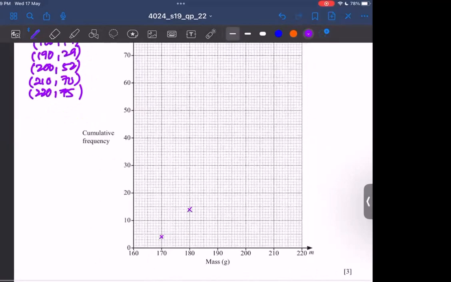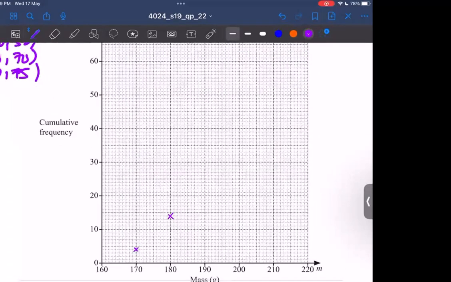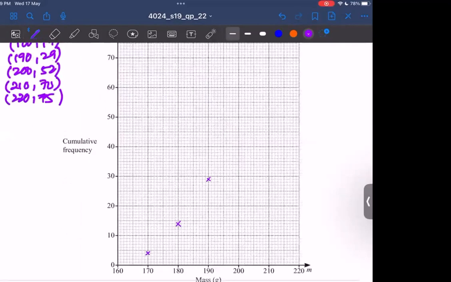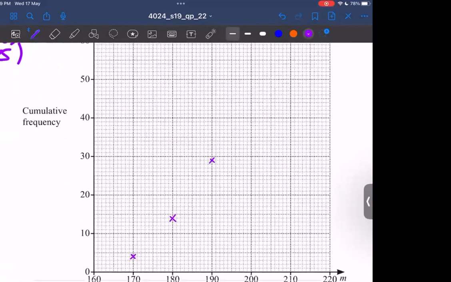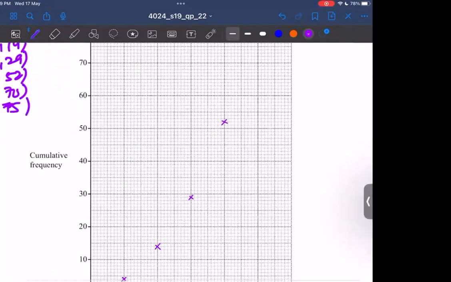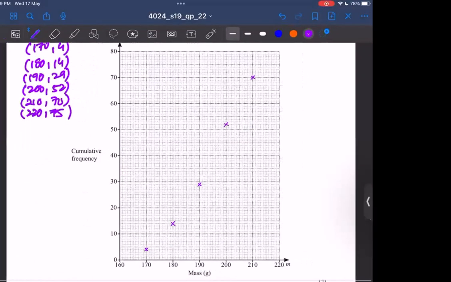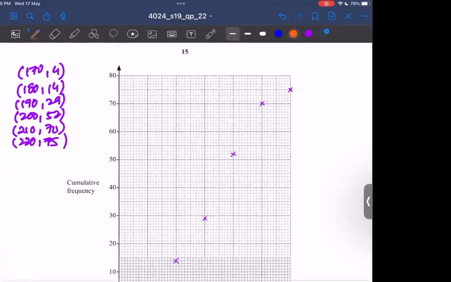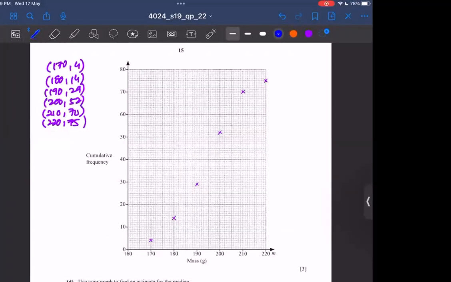Then 190 and 29. 200 and 52 is going to be here. Then 210 and 70. 220 and 75 is going to be here. I'm going to plot this cumulative frequency curve.